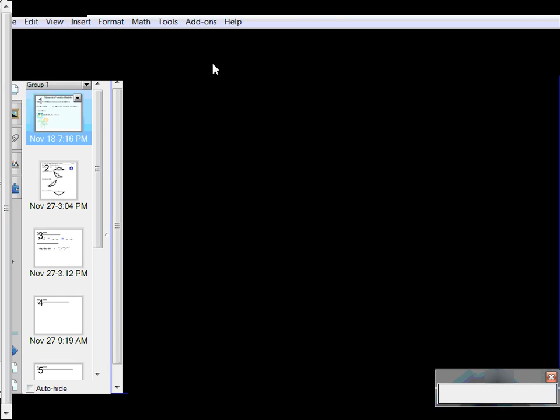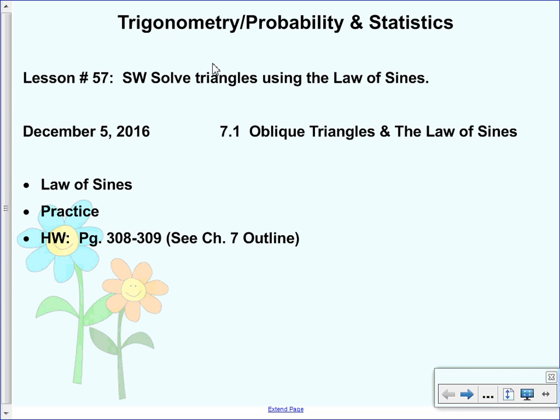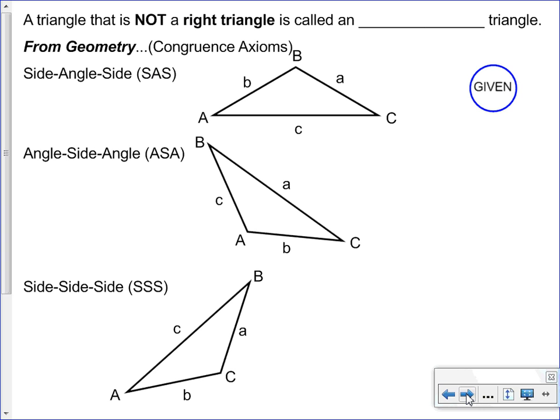You use the law of sines if you do not have a right triangle. Because if it's a right triangle, you just do opposite over hypotenuse, cosine is adjacent over hypotenuse, tangent is opposite over adjacent. That only works if you have a right triangle. Every other triangle is called oblique. Repeat after me, oblique. Right, so if it is not a right triangle, it is oblique.